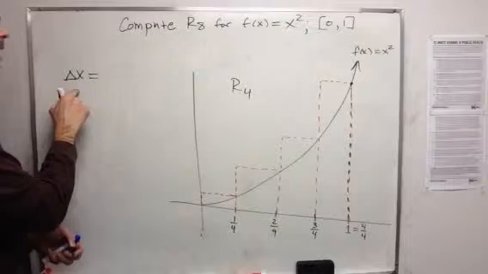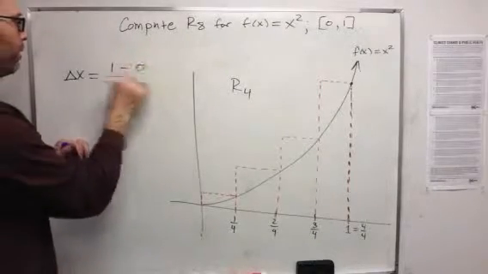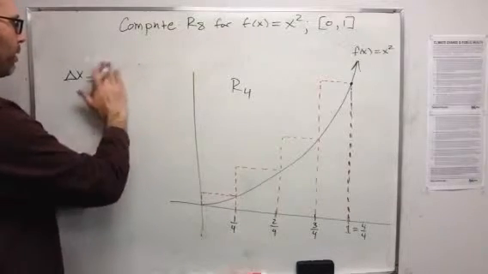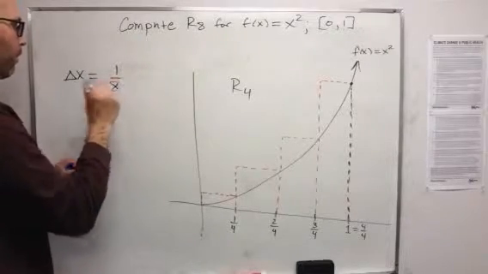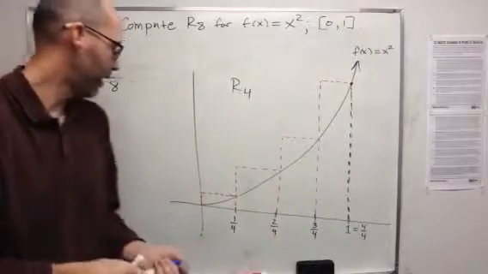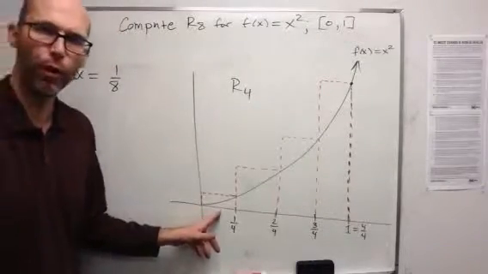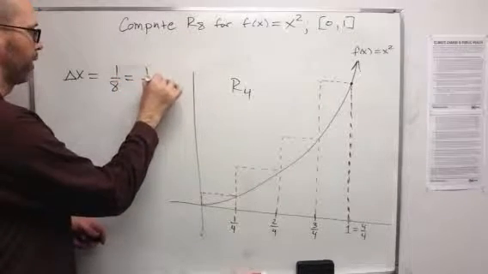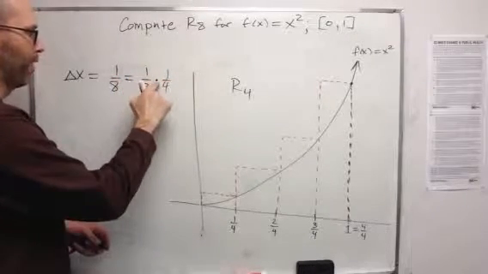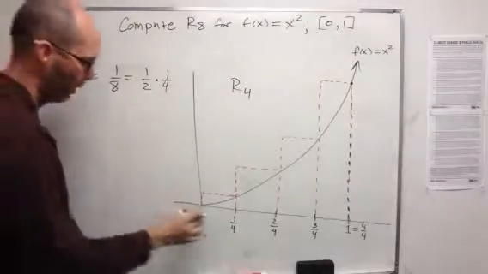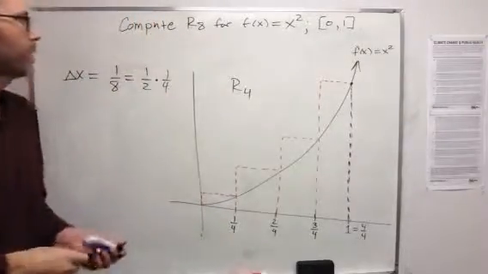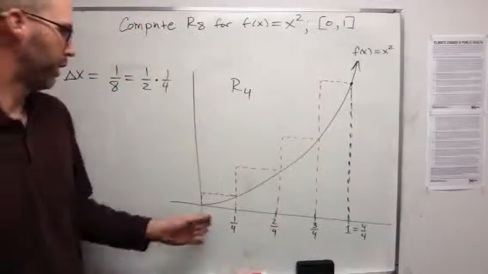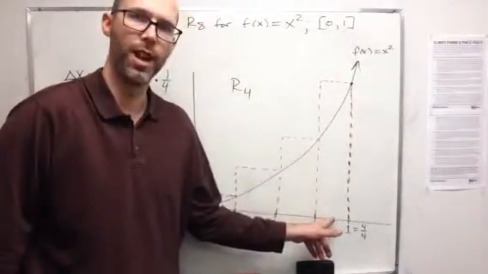Delta x for R8 is going to be 1 minus 0 over 8, otherwise known as 1/8. Remember that an eighth is 1/2 of a fourth. You can see this by, this is 1/2 times 1/4. 1/2 of 1/4 is 1/8. So essentially R8 is going to cut each of these rectangles in half.